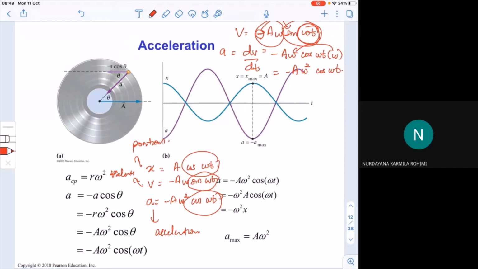If you look carefully, this is how they represent themselves in the graph. For example, the acceleration is cos omega t. Look at that. Where is cos omega t? Here. This is the acceleration. That means it starts from the negative A omega square. That is where you get the negative A omega square as the highest amplitude.